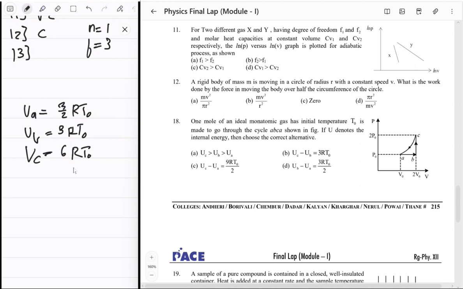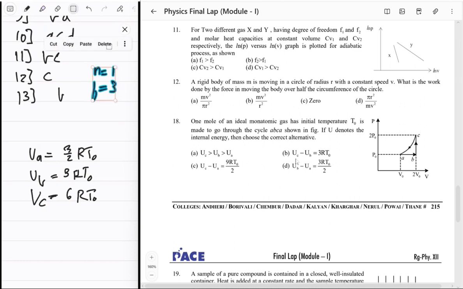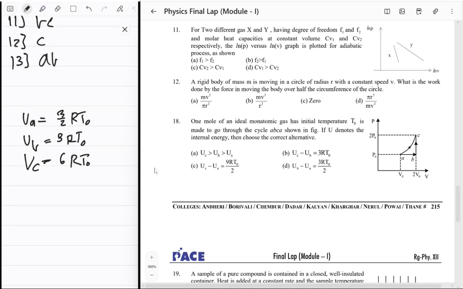So what is UC minus UB? That is 3 RT. So B is right. What else? A is correct? UC is bigger than UB, it is RT. A is correct. Or C is UC minus UA. That's equal to 6 minus 3 upon 2, which is 12 minus 3, 9 upon 2 RT. Yeah, C is also right. That's also right. Yes, so D is right.